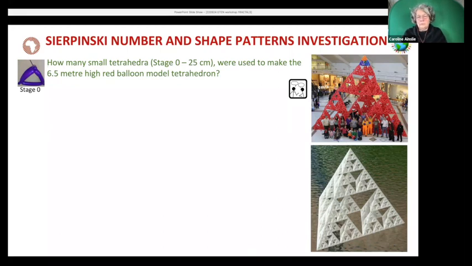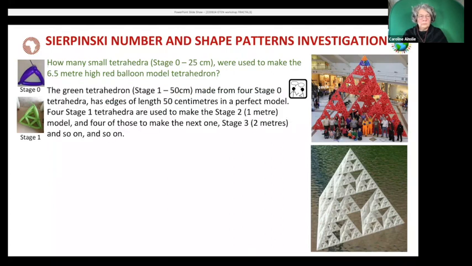And just like we asked the questions about the triangle, now we're going to ask the same sorts of questions about the tetrahedron. How many small, that's the stage naught pictured there in a sort of purpley colour, how many small tetrahedra, stage naught, and the edge length was 25 centimetres, were used to make the one on the right, which was actually 6.5 metres high when it was finished? How many? Well, we'll have to work that out step by step. So there's a stage one shown in green on the left, and that's 50 centimetre edge length, and it's made from 4 of the stage naught tetrahedra. And in a perfect model, you get these exact measurements. In the balloon model, of course, it's only approximate.